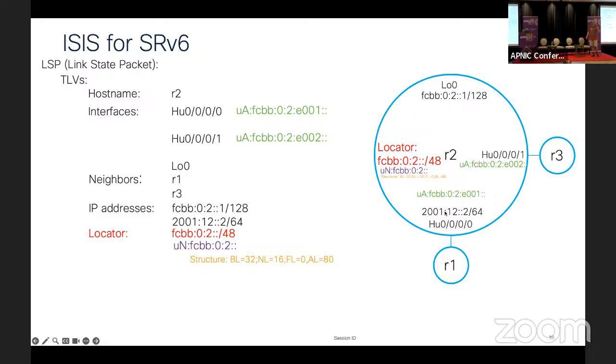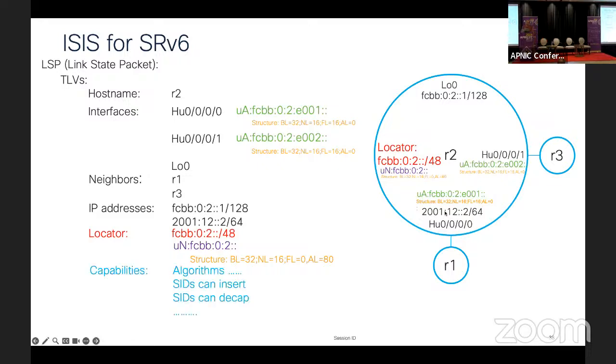And both of those, I'm always advertising with the structure. Right? If I advertise the structure, I'm letting you know what I can do. I can do shift and forward. This is the size of the block, this is the size of the node, this is the size of the function, and this is the size of the arguments in the SID. So we are giving the real meaning of that SID. And we are advertising that for both UN and UAs. You see, here for UN, the function length is always 0. For UA, the function length is always 16. So I'm using either just one microSID or two microSIDs from GIB and LIB.